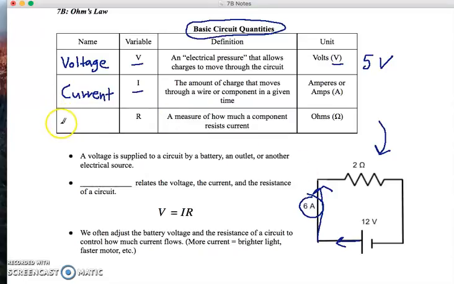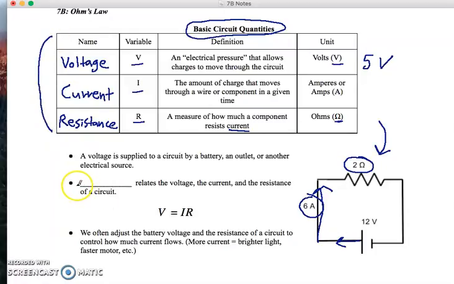And the last circuit quantity we're going to look at is resistance. It's going to have the symbol R. And resistance is a measure of how much a component resists or opposes current, current being the flow of charges. It's going to have the unit ohms. And the symbol for that is the little horseshoe, that's omega. So if you see something like 2 omega, that's going to be 2 ohms of resistance. So those are the 3 important circuit quantities.